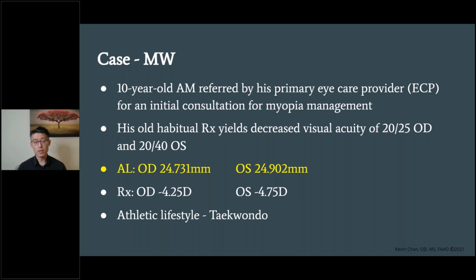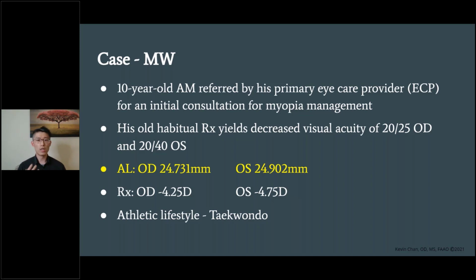At that time, his habitual Rx is about -4.25 and -4.75, and the VA was about 20/25 and 20/40. And at that time, we were able to capture the axial length with the Pentacam AXL. His axial length is actually pretty significant for his age, about 24.7 on the right eye and 24.9 on the left eye. And this patient is pretty athletic, doing Taekwondo almost every single day.